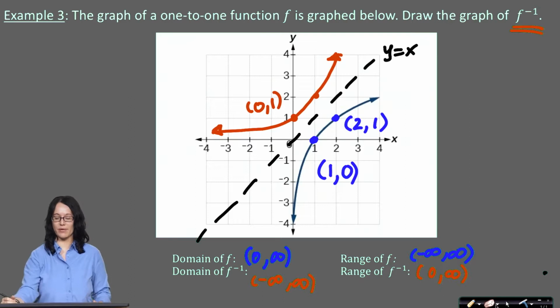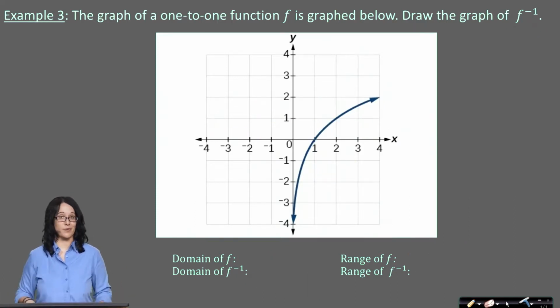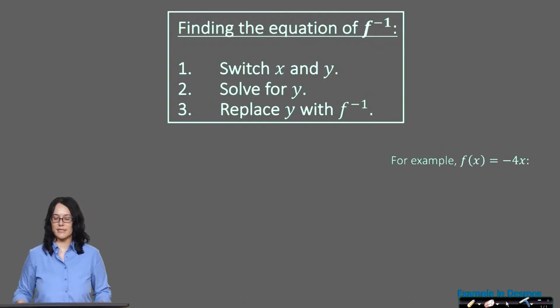All right, we have one more thing we need to talk about. We've talked about how do I know if I have a one-to-one function? How do I know what to do if I have an inverse function? How do I graph, etc.? But now we're going to say, how would I find an inverse myself? So here is an example.